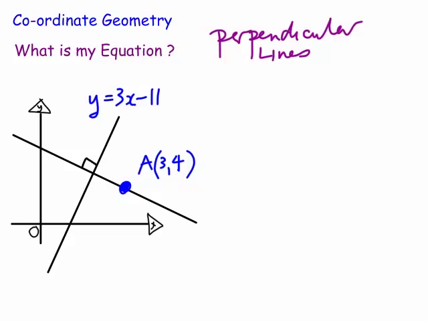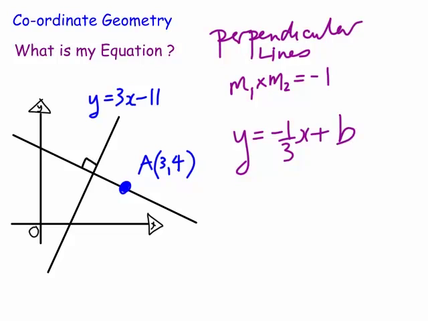Okay. Well, hopefully we remember it's m1 times m2 equals negative 1. So we know that this line which we're after here would have a slope of, let's see, the gradient is 3, so it's 3 times what is negative 1. Hopefully we know it's negative 1/3. So we know that the equation of the line would look like y equals minus 1/3 x plus b.